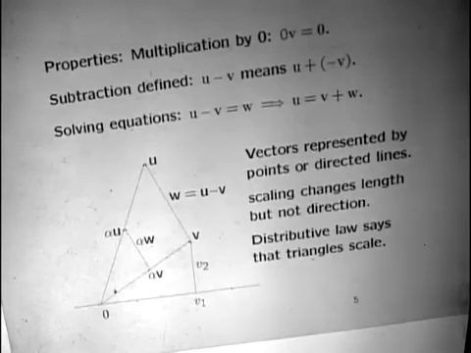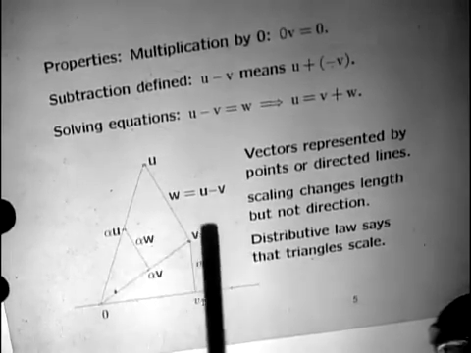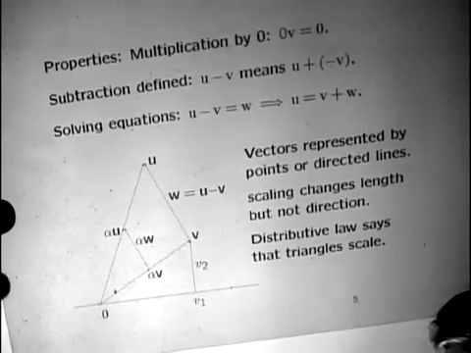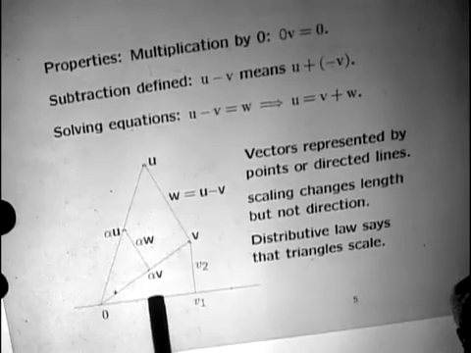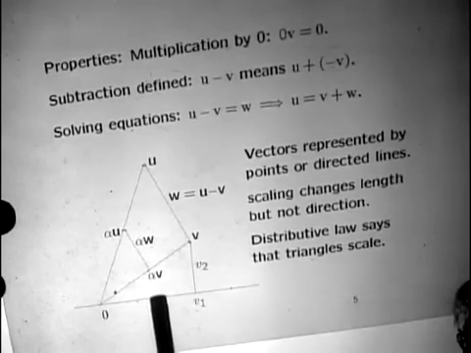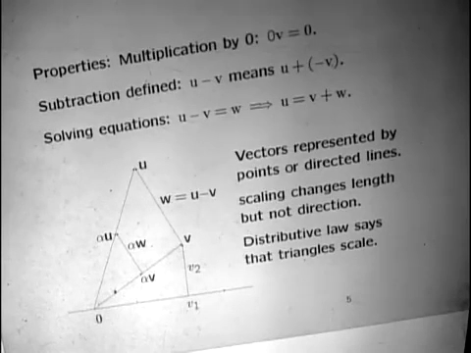Distributive, good. This is saying that alpha times the quantity u minus v is equal to alpha u minus alpha v. It's so trivial that it's hard to see it, but that's what it's saying. So the distributive law really says the triangles maintain their shape. Maybe it's easier to just say distributive law. I don't know.